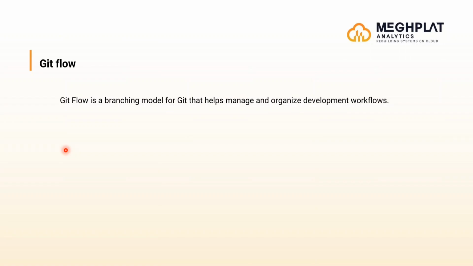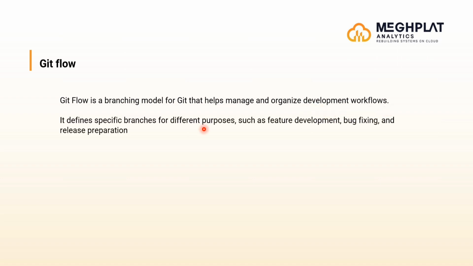In this video, let's see about Git Flow. Git Flow is a branching model for Git that helps manage and organize development workflows. It defines specific branches for different purposes such as feature development, bug fixing, and release preparation.